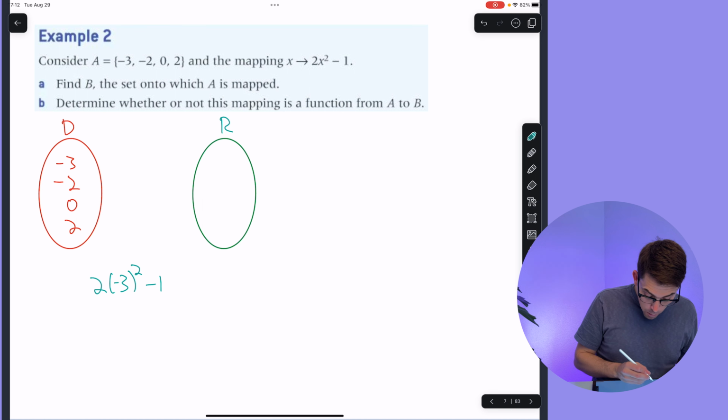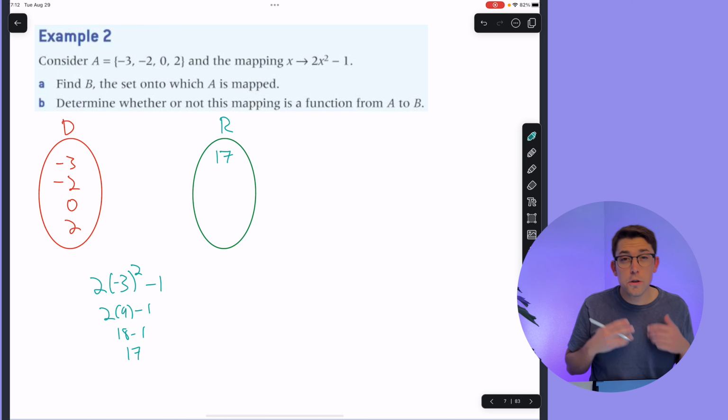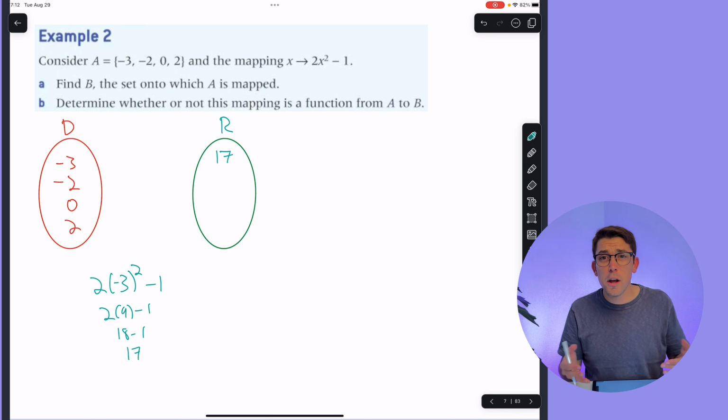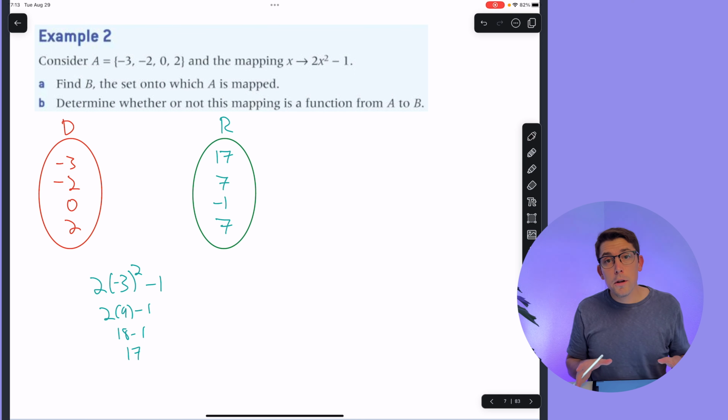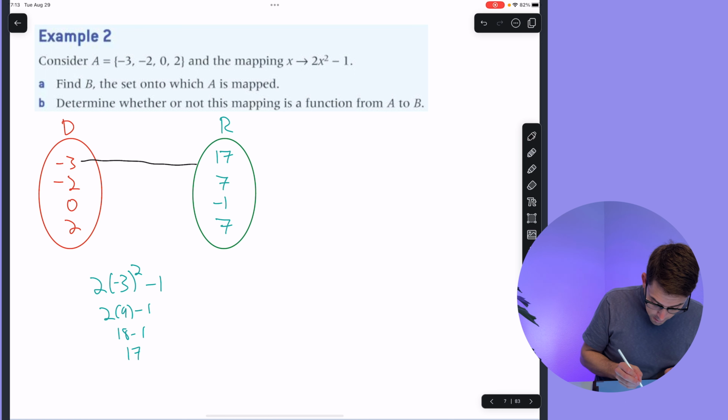So back to our problem. What that's going to end up being is 2 times 9 minus 1. That'll be 18 minus 1. That's going to give me 17. So I'm going to write 17. You can either do the rest in your head or put them in your calculator. But where you're going to end up is -2 is going to map to 7. 0 is going to map to -1. And 2 is going to map to 7. So I'm going to draw a couple of arrows so that I know exactly what's mapping to what.